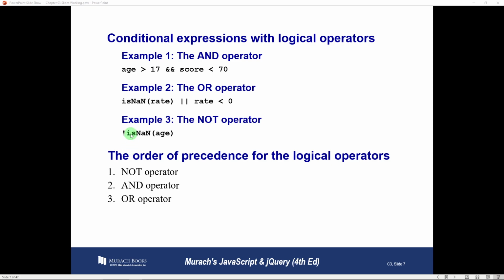And then here's an example where we're testing to see if the age variable is not a number. If it's not a number, this would be true, but then the not in front of it changes that true to false.